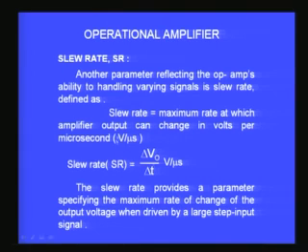Slew rate, therefore, you can see on the screen, is defined as the maximum rate at which the amplifier output can change in volts per microsecond. The unit is generally volts per microsecond. So, slew rate is delta V naught, that is a change in the output voltage, divided by delta T, where delta T is measured in microseconds, delta V naught is measured in volts. This provides how fast the output can vary corresponding to an input change.